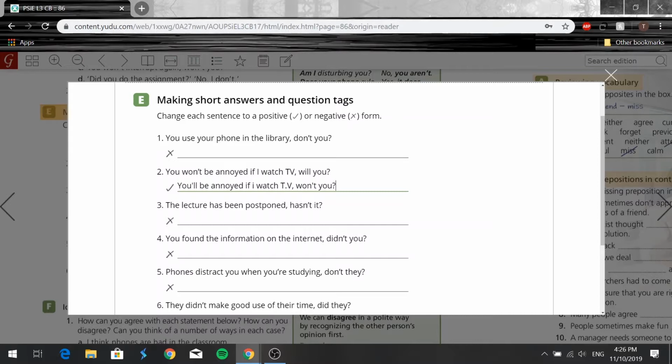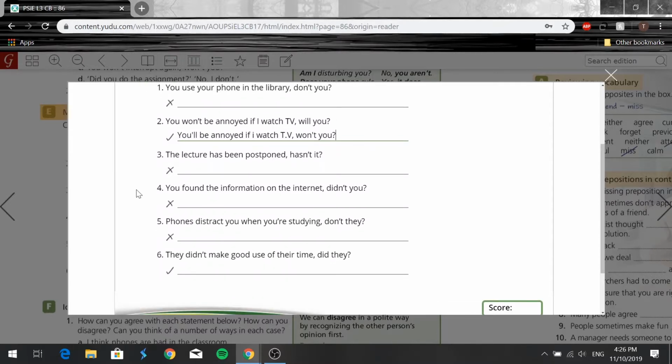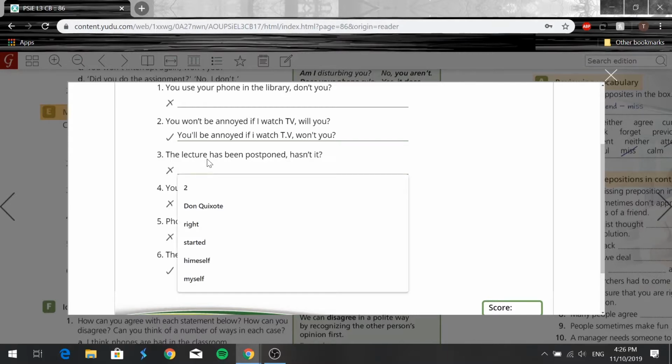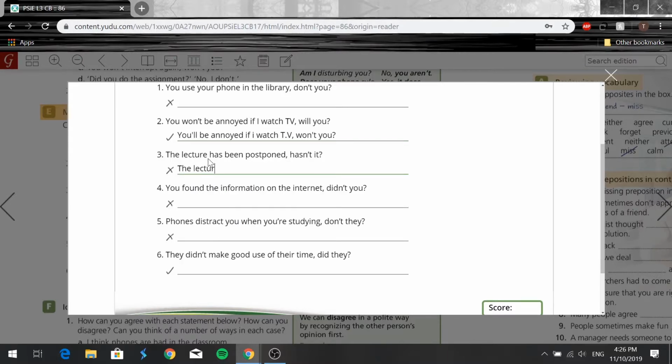Okay. 3, the lecture has been postponed, hasn't it? I want to change that to a negative sentence, so I'll say the lecture hasn't been postponed, has it? Question mark. So the lecture hasn't been postponed, has it?